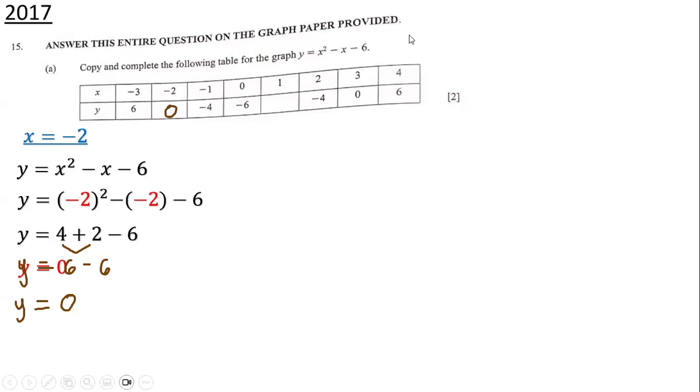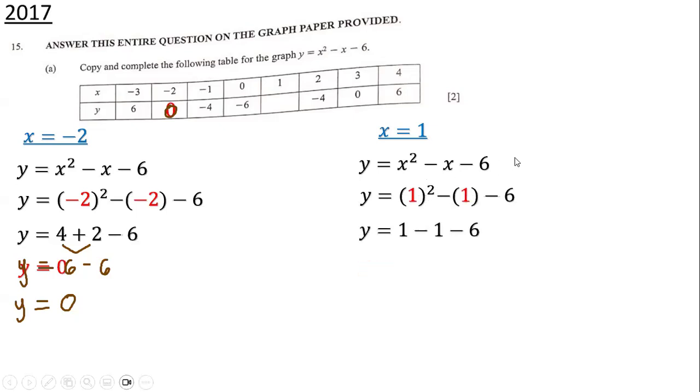So that's x is equal to 1. So we substitute, right? Wherever we see x, we put 1. So 1 squared, minus 1, minus 6. What is 1 squared? 1. 1 minus 1 minus 6. So 1 minus 1 is 0. Take away 6. So y is equal to -6. And so that's how we do that.